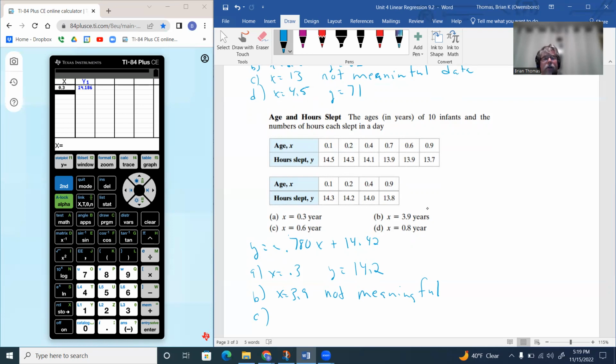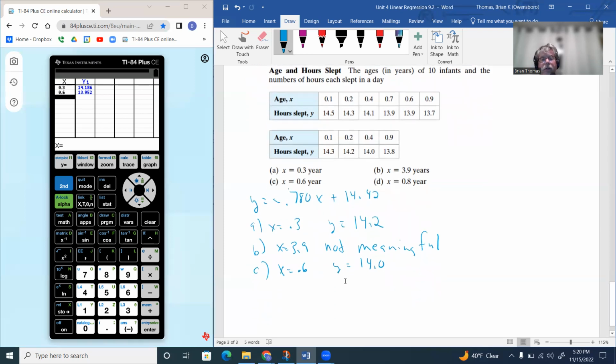So C, we have X is equal to 0.6. That's within our range. So if we put a 0.6 in here, that gives us 13.95. So we would actually round that to 13.9, no, we would have to round up. So that would be like 14.0 for that, because that 5 would make that round on up to the next level, which would be 14.